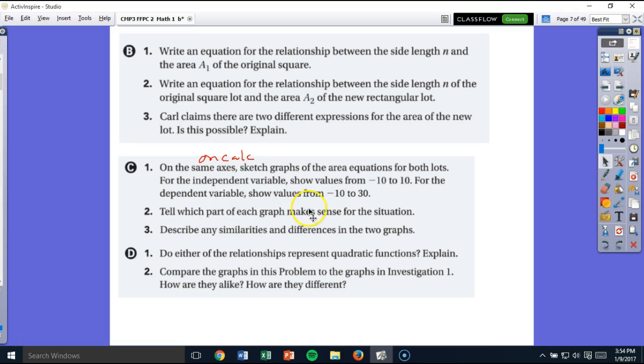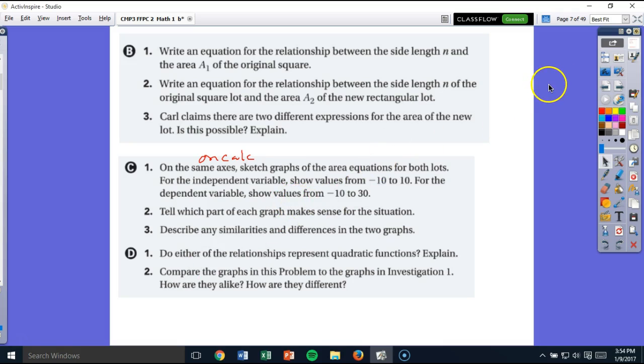Tell which parts of the graph make sense for the situation and describe any similarities and differences in the two graphs. So observe the graph, discuss it with your teammates, and try to determine what patterns you see and what parts make sense and which parts don't. That's as far as we need to go. We don't need to worry about D right now. If you want to take a look at D, you sure can, but not necessary.